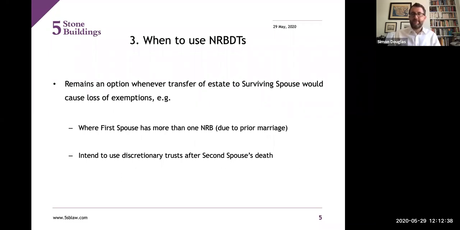Despite the fact that for most clients, they should not be using nil rate band discretionary trusts now, there are certain circumstances where they actually might want to consider making use of these discretionary trusts. Broadly speaking, that arises in cases where if the first spouse were to give their entire estate to the surviving spouse, then that would lead to a loss of some inheritance tax exemption. So there are a couple of contexts where that might happen, and I've just got 2 examples here.